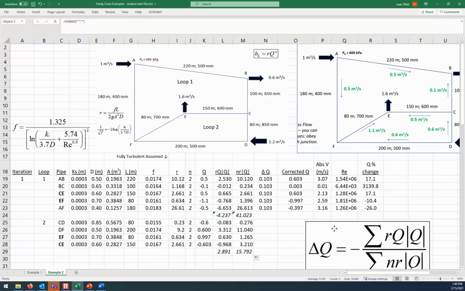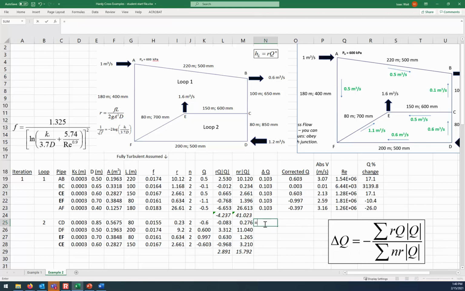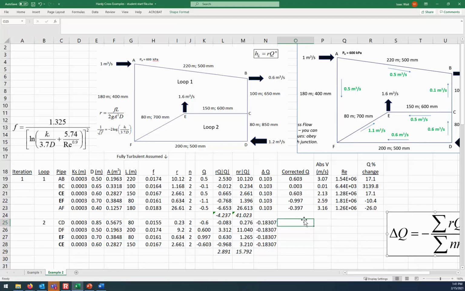Okay, then this formula again. Equals minus this divided by that. Equals minus that divided by that. If there was a good way to automate that and not type it in again, I'd take it. There's not. So we're better off just typing it. All right, so then our corrected flow rate will be our original guess plus the adjustment factor.